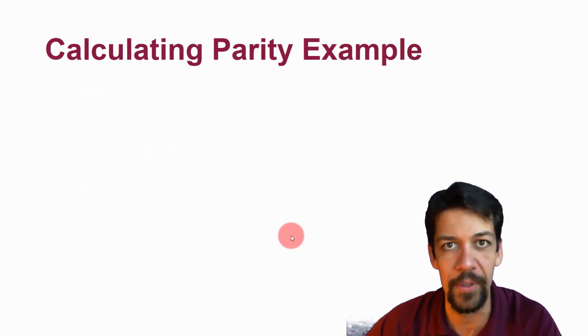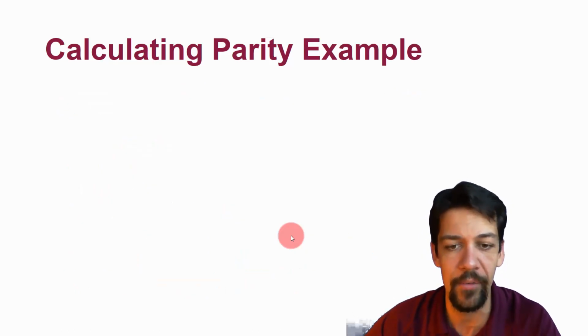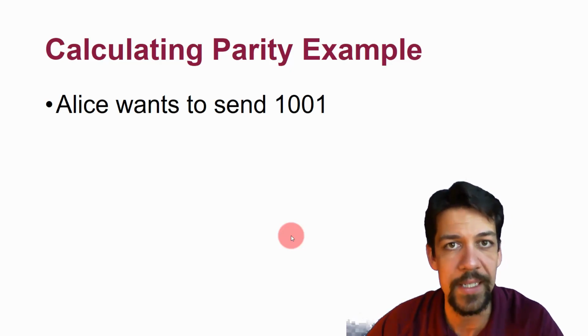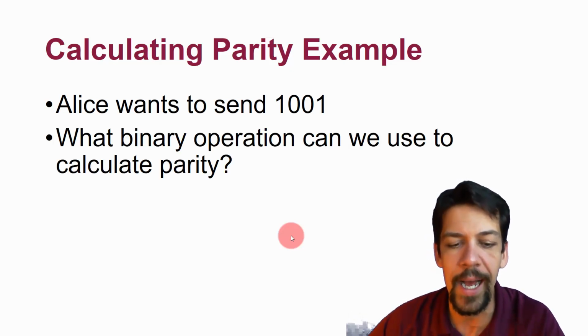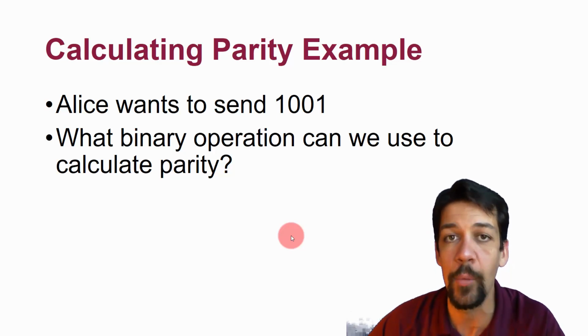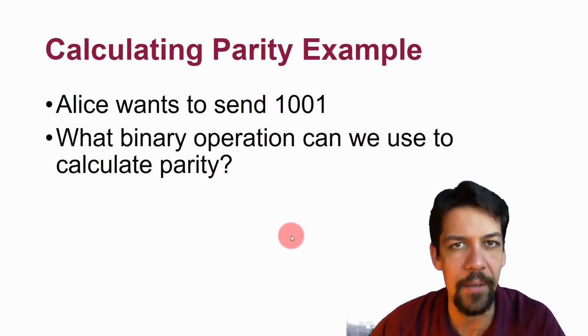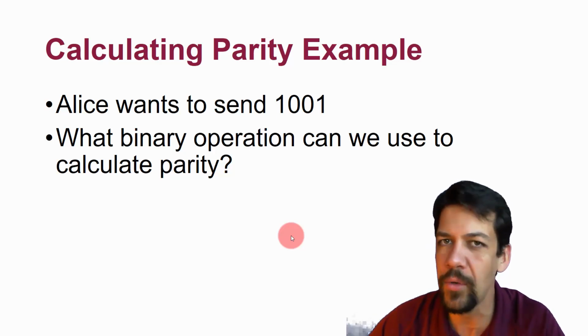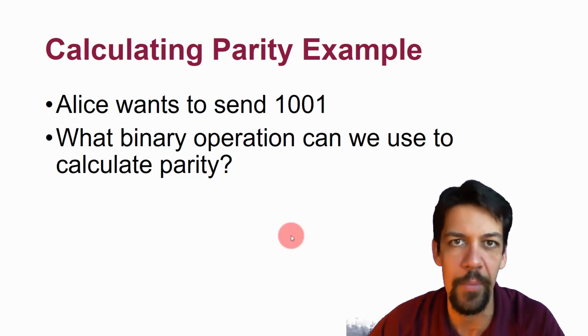Let's look at an example of even parity, right? So Alice wants to send 1001. Let's think about this for a second. Is there a binary operation that we can use to calculate parity? And think about it. We only care about whether a byte or a sequence of bits is even or odd, and we want to add them together. How do we build our adders back in 230 or 120?